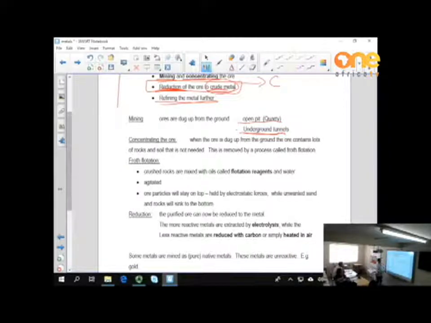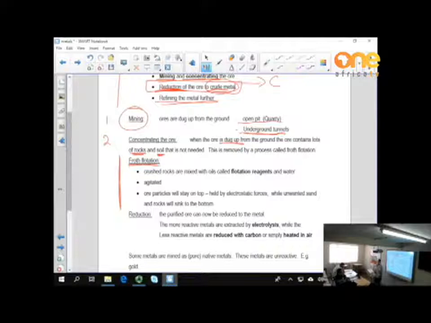So the first step, we mine. The second step, the ore has to be concentrated, because when the ore is dug up from the ground, it also contains rocks and soil and organic matter and pollution and whatever there is in the soil. One of the methods in which we can concentrate the ore, I said to you we can use electrostatic attraction under some conditions, but more often they use a process known as froth flotation.